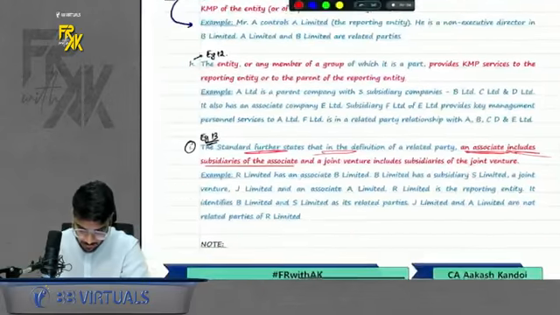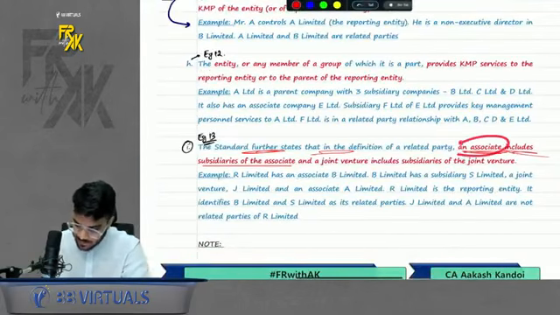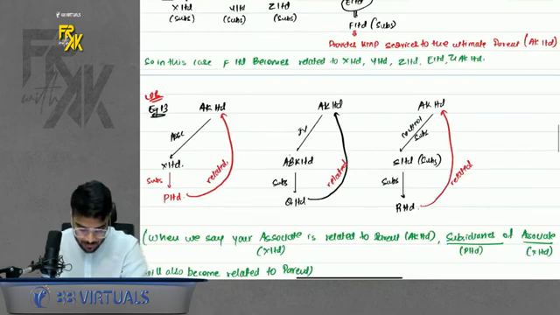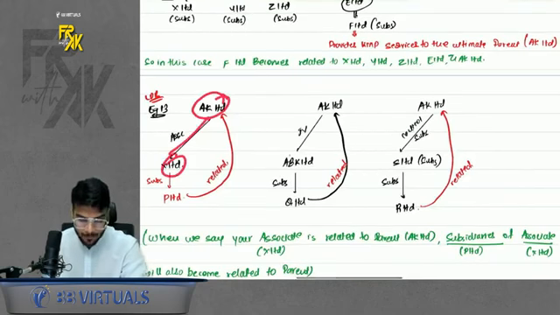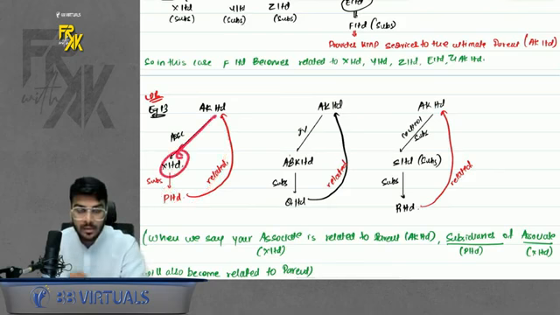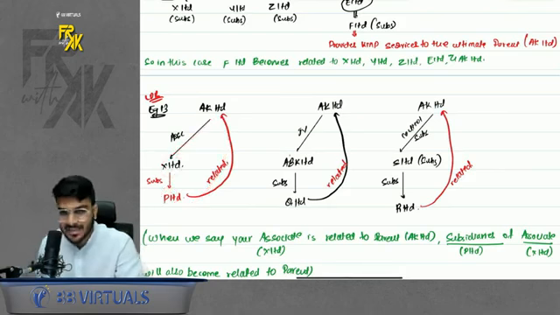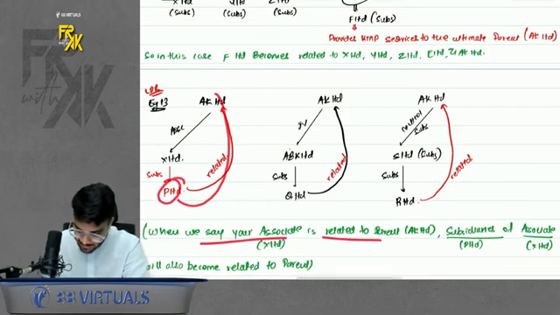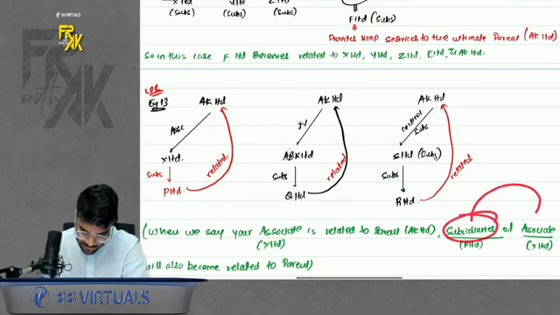Okay, simple. Then last point, an associate includes subsidiary of associate. What is the meaning of this? When you say that AK has an associate X Limited, AK and X are related. So when I say AK and X are related, if X has any subsidiaries, that will also be related to AK Limited. That means when I say your associate is related, the associate's subsidiary will also be related to the parent.